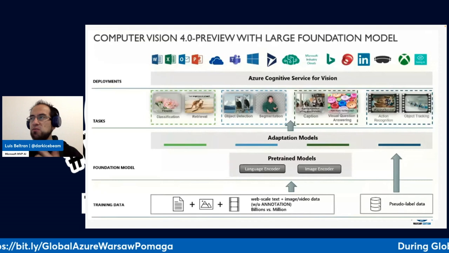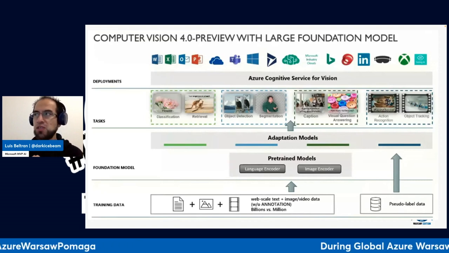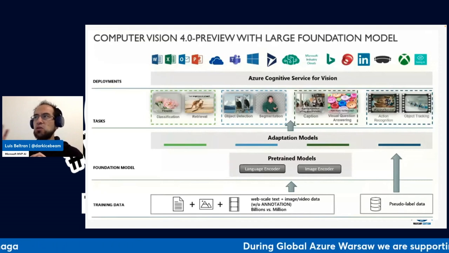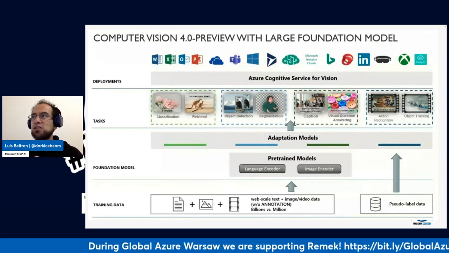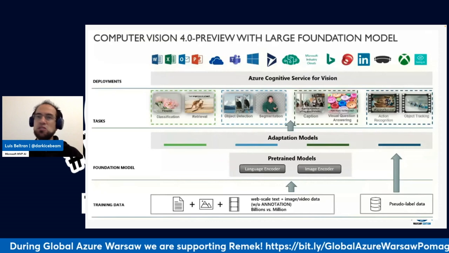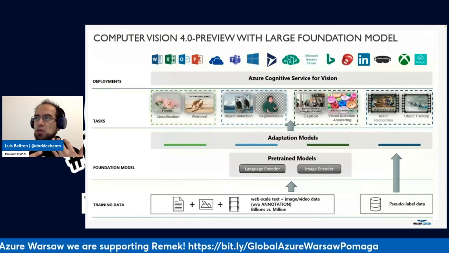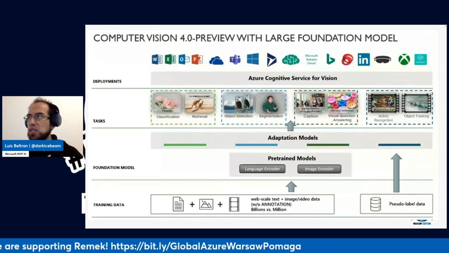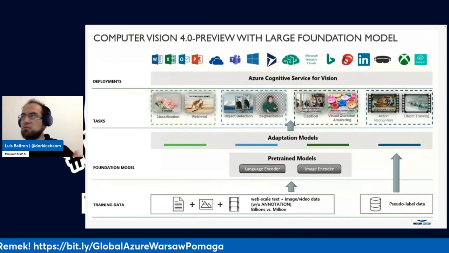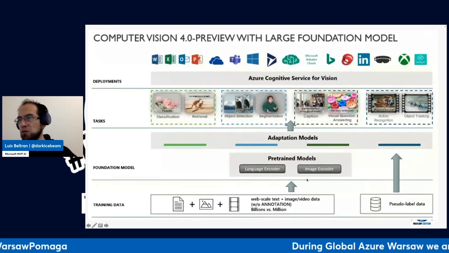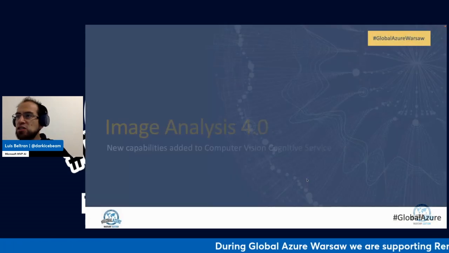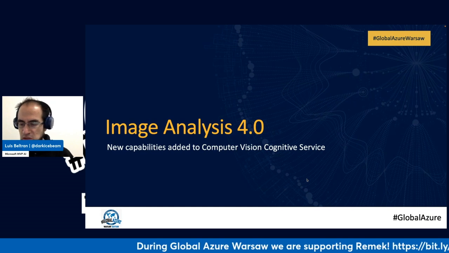Moreover, don't forget that most of these services are also part of Microsoft and, of course, partners' software or applications. For example, Word, Office, Microsoft Teams, LinkedIn, and platforms like Xbox or HoloLens. Right? Okay. So this was just some background.